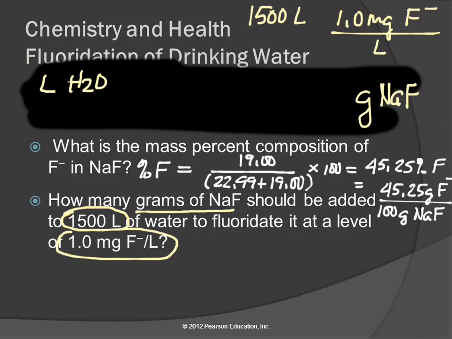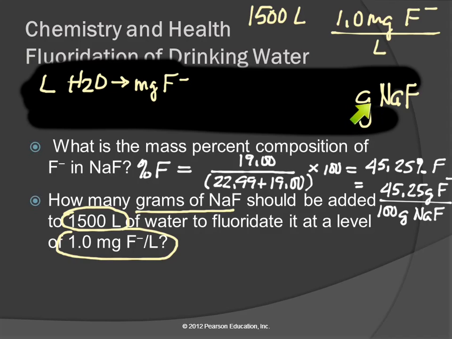Well, what about this guy that was given to us? This is milligrams of fluoride per liter of what? Liter of water, right? So using this factor, we could go from liters of water to milligrams of fluoride. Do we see anything else that has milligrams of fluoride in it? No. Like, I don't know what to do. Okay, let's start at the other end and work backwards.